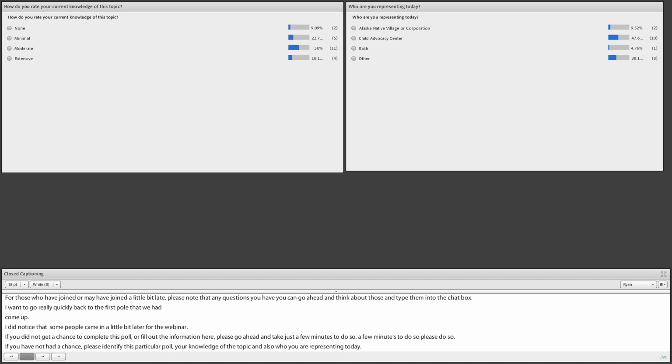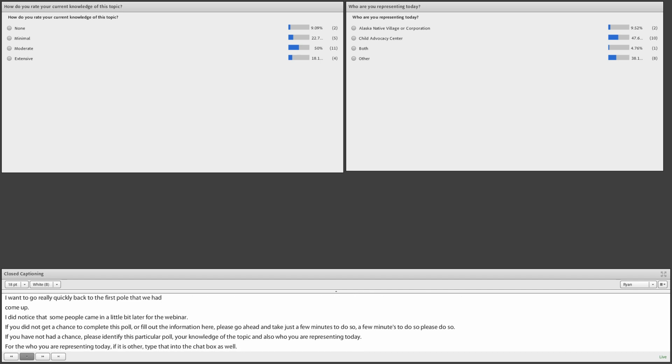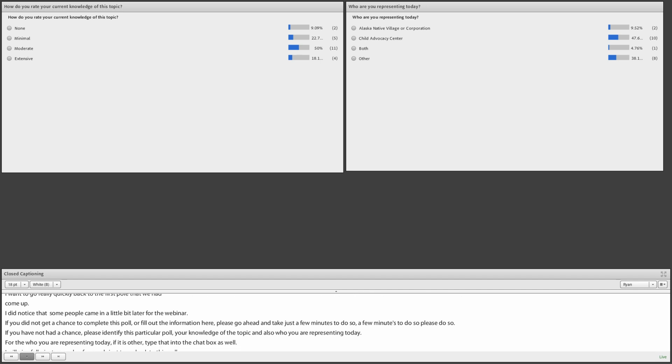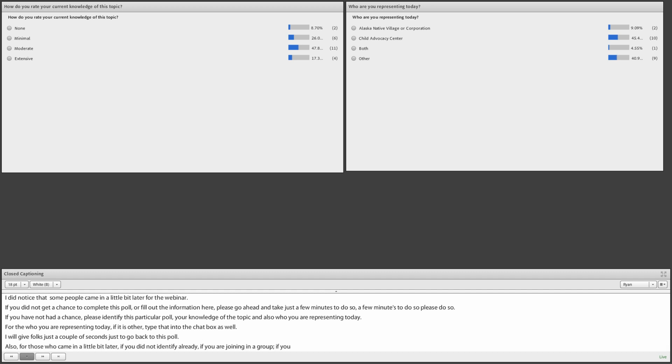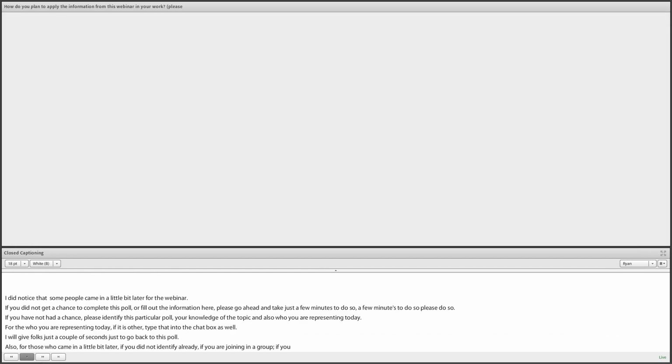Also, for those who came in a little bit later on, if you didn't identify already, if you're joining in a group, meaning that it's yourself and one or two or however many additional people, you can take a few seconds to type in the total number of additional people in the room with you today, just so we can get a good count of how many people made it in for today's webinar.